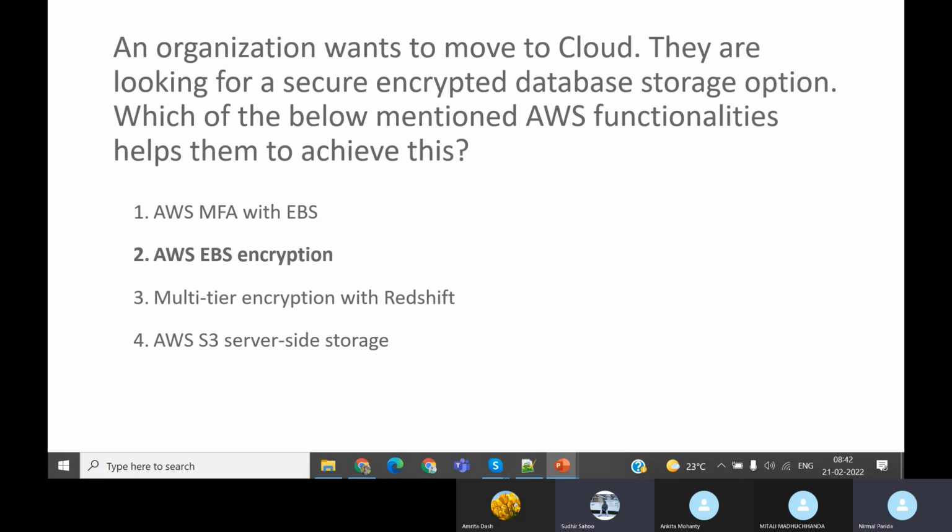See, option 1, AWS MFA with EBS, is not a valid point. And option 3 is also not a valid point. Multi-tier encryption with Redshift: Redshift is another service for data warehousing, so this is not the right option. Option 4 is AWS S3 server-side storage. But option 2 is AWS EBS encryption, so this is the right answer.